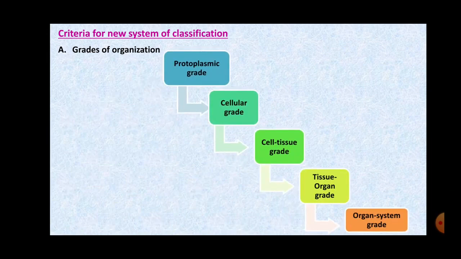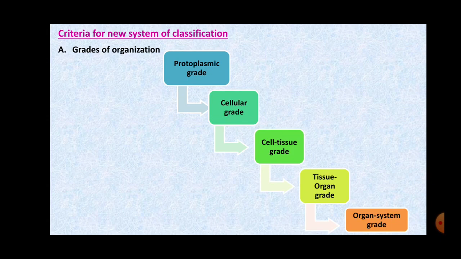Before that, just look at your screen. You have been shown how the grade of organization gradually goes on increasing. First, protoplasmic grade, wherein unicellular animals have been grouped, where one particular cell performs all the functions of the body. Then cellular grade organisms, cell tissue grade organisms, tissue organ grade organisms, and organ system grade organisms. This is how the grades of organization have been studied and put into this order.